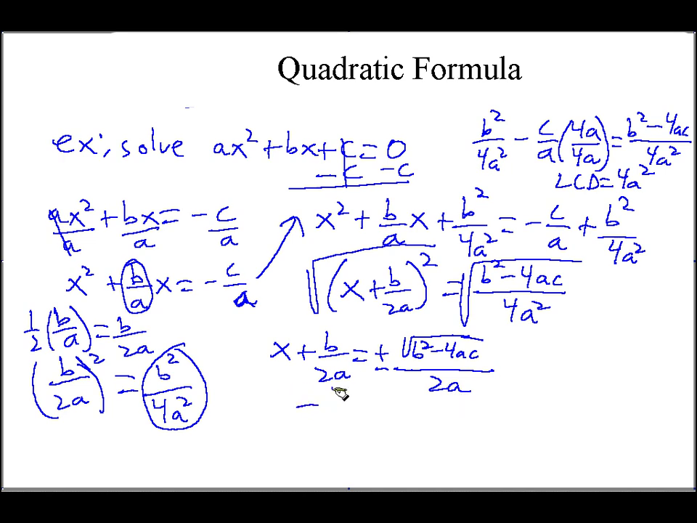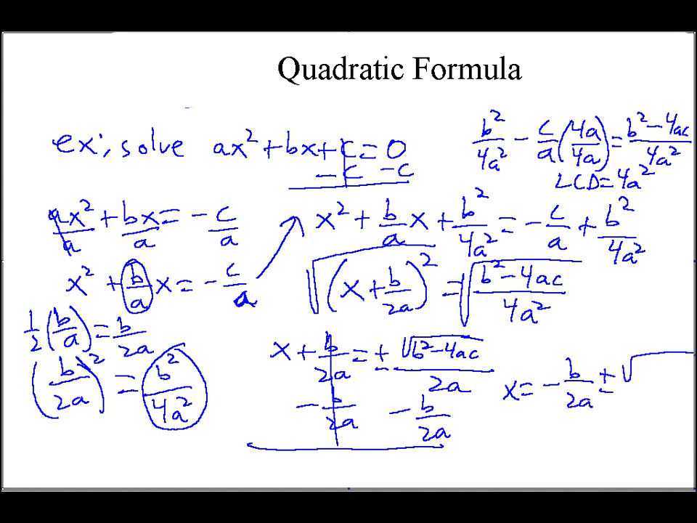Let's subtract b over 2a from both sides then. Minus b over 2a from both sides of the equation. So this is very complicated, so bear with me here. So I get what? I get x equal to what? I get negative b over 2a plus or minus this quantity right here, the square root of b squared minus 4ac all over 2a. Can we see that? Negative b over 2a plus or minus this guy right here.